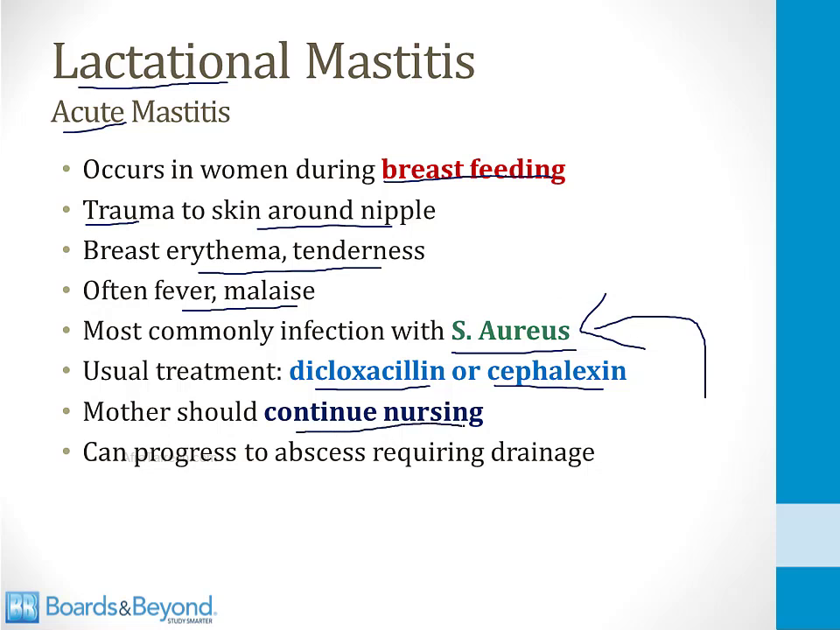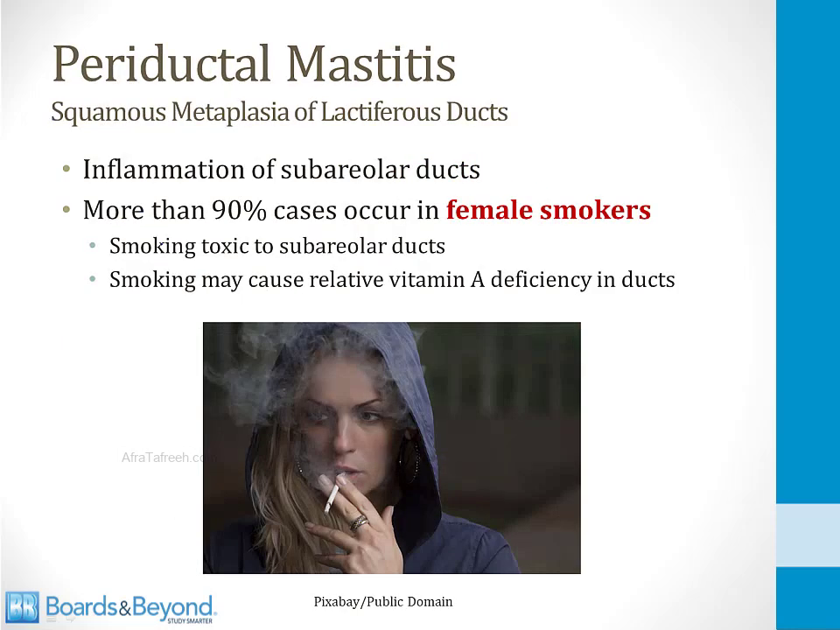If mothers stop nursing because of mastitis, their breast tissue will involute and they won't be able to nurse the baby any longer, and there's no danger to nursing a baby in the setting of mastitis. And the second thing to be aware of is that these mastitis infections sometimes progress to an abscess, and this sometimes requires surgical drainage. The other type of mastitis is called periductal mastitis.